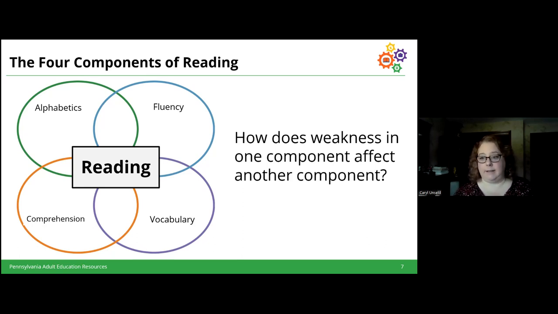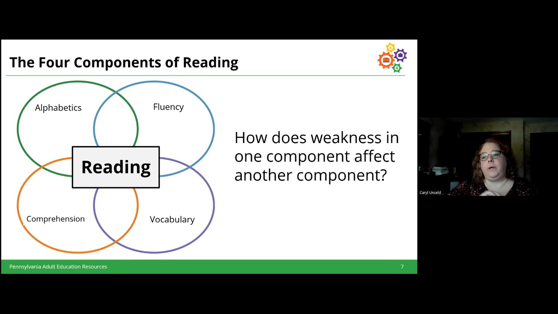And at our earliest levels, our first comprehension skills are listening comprehension. It's what I was talking about in terms of alphabetics, that when I hear you say a word, I can identify that the first letter is an S because I know it's "say," right? So listening comprehension is our first level of comprehension.